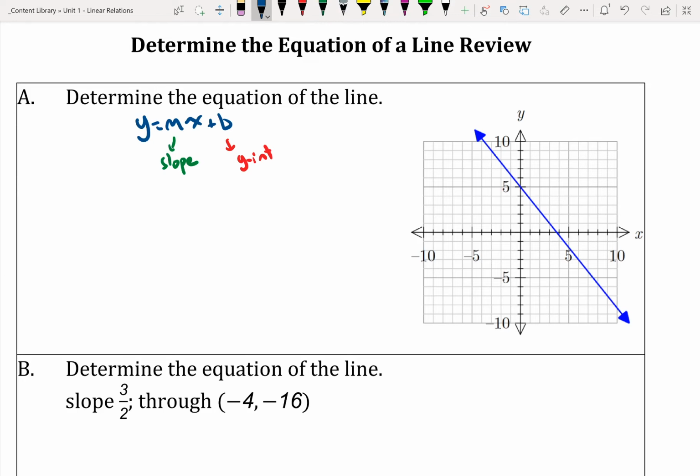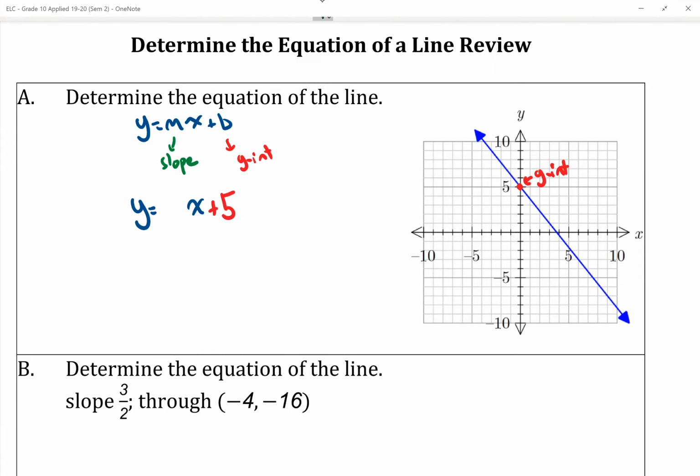So looking at my graph, the easiest thing to pick out from a graph is the y-intercept. In this case, the y-intercept, if I see where it crosses the y-axis, it crosses here. So this is my y-intercept. So in my equation, I know y equals something x plus something else, or minus, and in this case the y-intercept is 5, so that means it'll be plus 5.